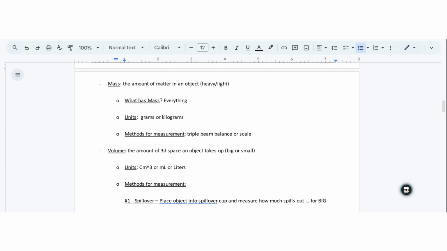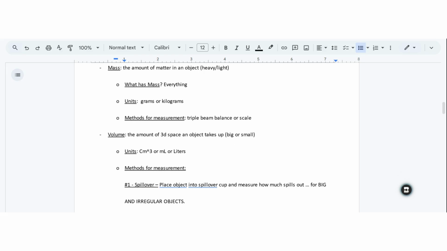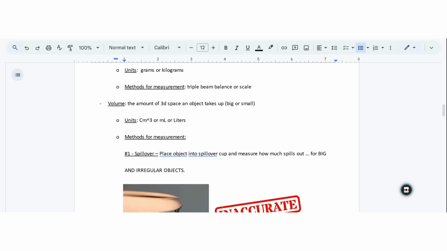Mass is when we're measuring the amount of matter. So it's telling us whether or not it's heavy or light. It's how much of that object is there. Everything has mass because everything is made up of matter. The units that we're going to be using are grams and kilograms, and we're going to use a triple beam balance most of the time, though occasionally we'll use a scale.